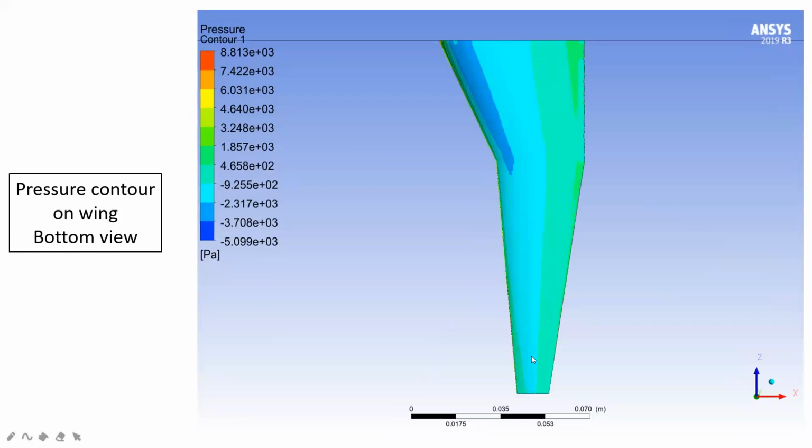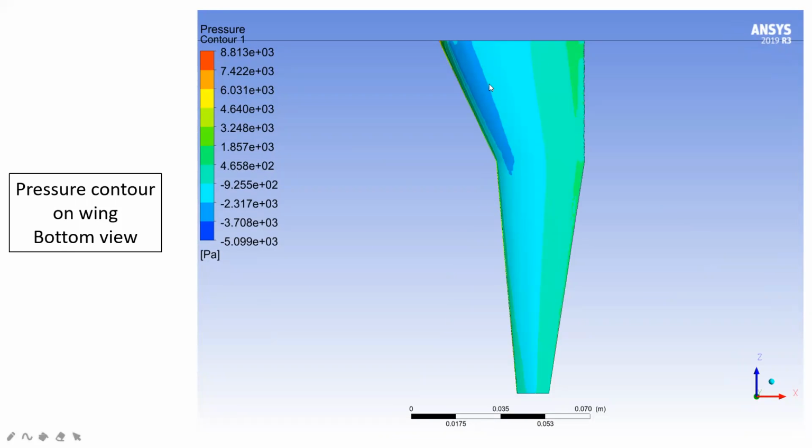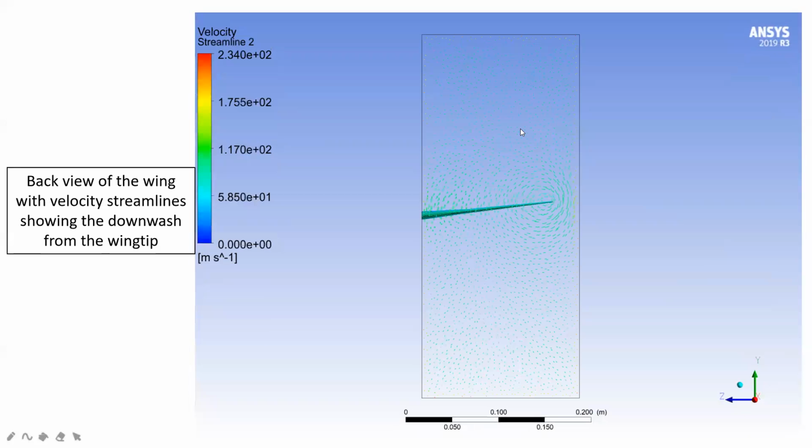And if you look at the bottom view of the airfoil, if you compare the contours, the decrease in pressure is much less on the downside of the wing compared to the top side. So this wing will create lift.